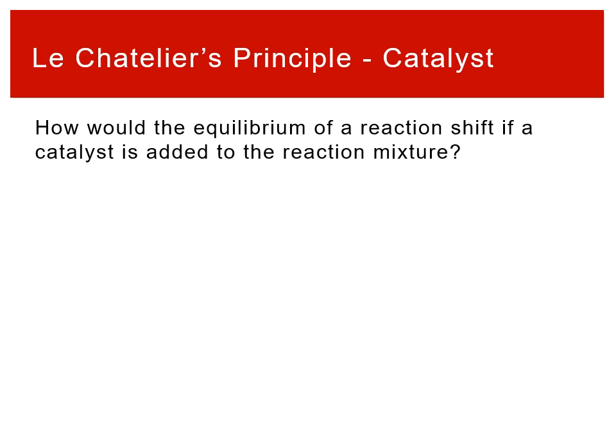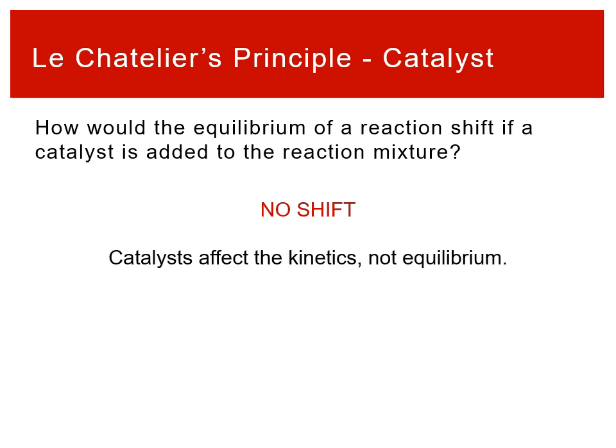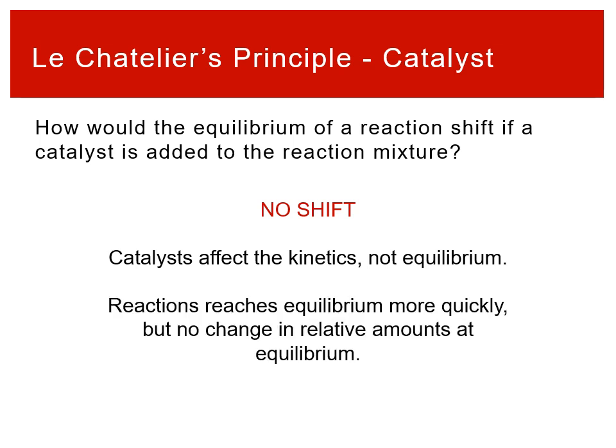One final thing we want to think about: how would the equilibrium of a reaction shift if a catalyst is added to the reaction mixture? So we're adding a catalyst, we know that affects the kinetics of a reaction. It doesn't do anything to the equilibrium. So equilibrium is what will be there once equilibrium is reached. A catalyst just means you reach equilibrium faster. So you reach the equilibrium faster, but the relative amounts won't change. It does not affect the value of Kc.